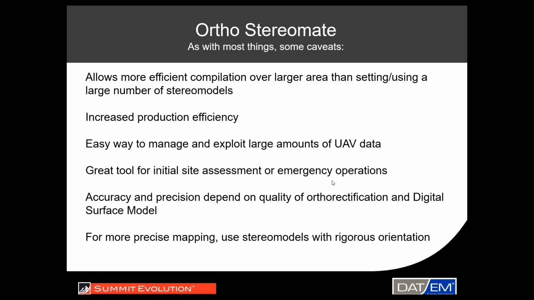The accuracy is dependent on the goodness of the inputs. So if you're trying to get down to 2 inches accuracy, you're probably not going to hit it with a surface model from a drone. That surface model would have to be cleaned up quite a bit to get to really tight accuracy. If you want really precise mapping, then you're going to have to get back into stereo models in Summit Evolution with a rigorous orientation.